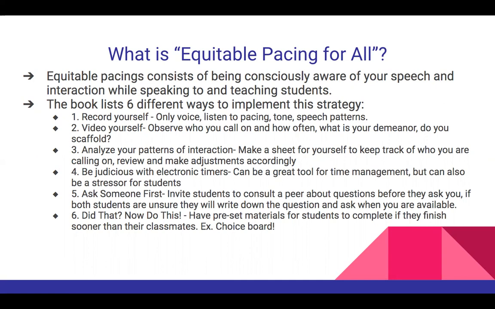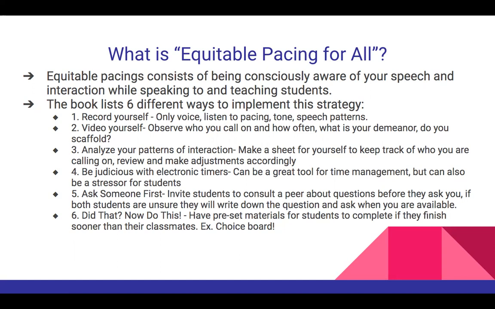The next one is to video yourself. When you video yourself, you can observe who you call on, how often, what your demeanor is, and whether you scaffold your students. You're able to see the strategies that you have in class, and the subconscious impulses you have to call on certain students. This is something we really do need to be aware of as teachers.